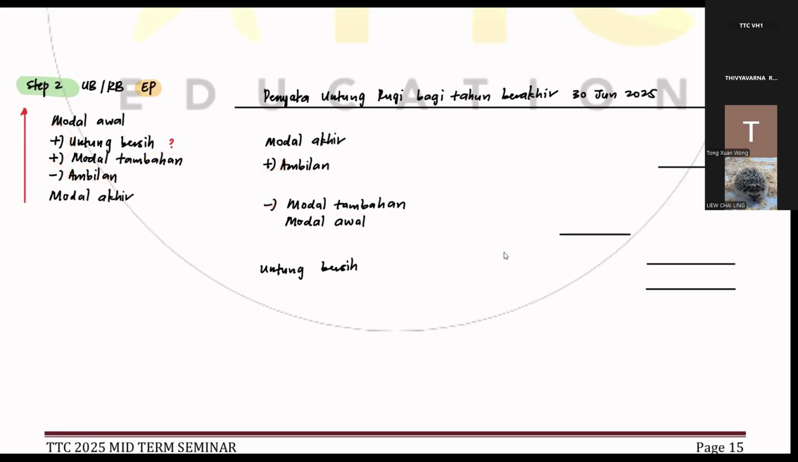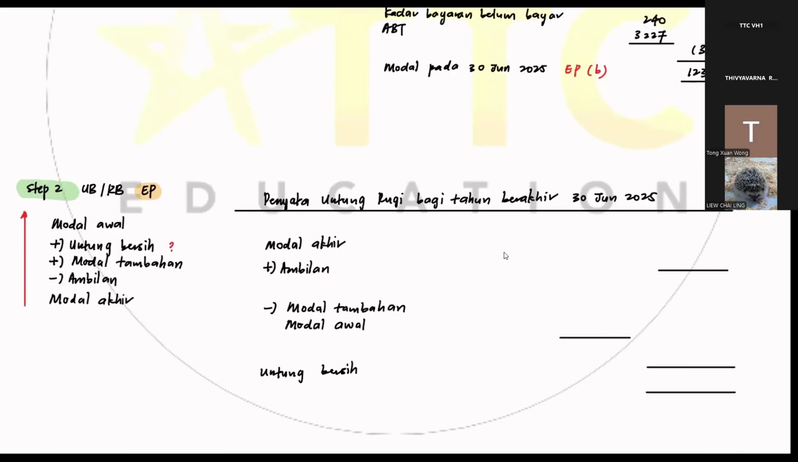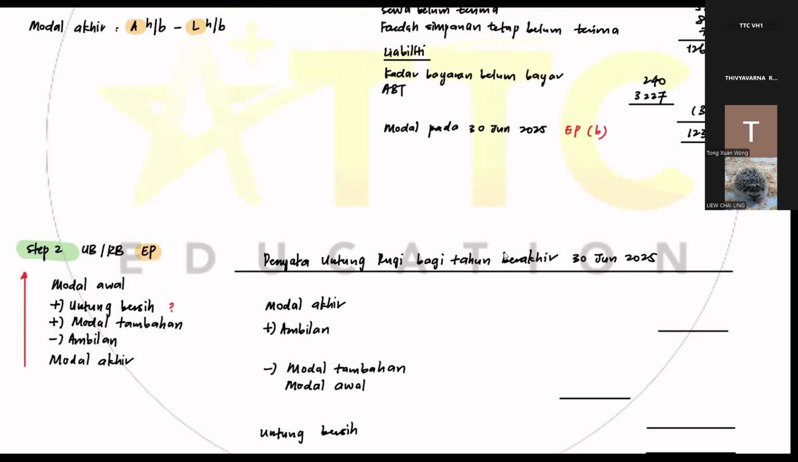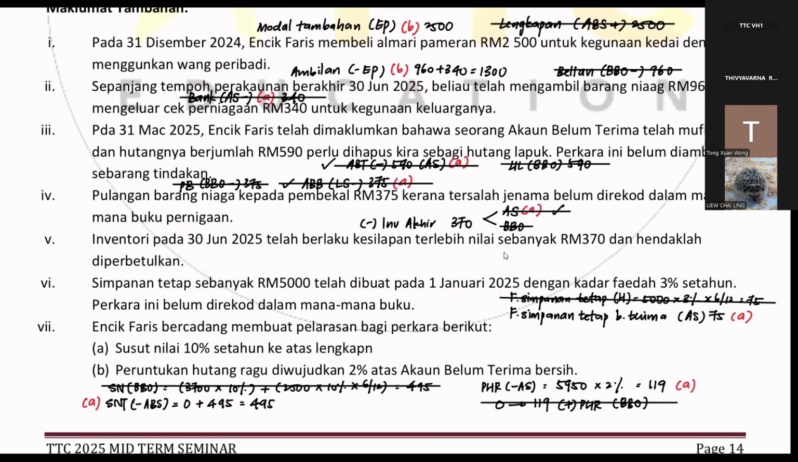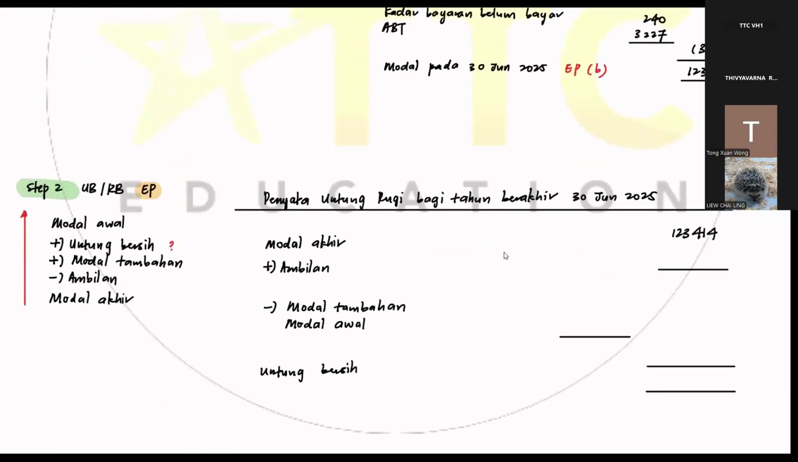Then what you're going to do now is fill in the blank by using the information that we have just now. Modal akhir, we got it from part A here. Put it there. 123,414. Ambilan, we got it from the question, 1,300 just now. So you get answer 124,714.